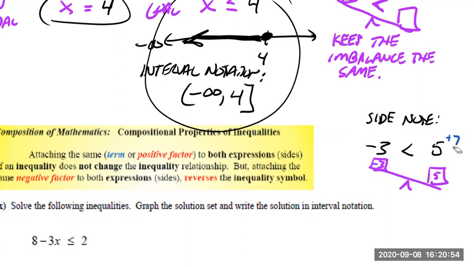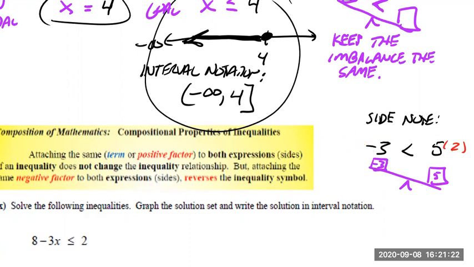Even if we multiply or attach a factor, say by 2 on both sides, we'll do -2 in a second. If we multiply by 2 on both sides, this would become -6. The left side would be -6 and the right side would be 10. And still the teeter-totter would be this way, right? The 10 is heavier than the -6.